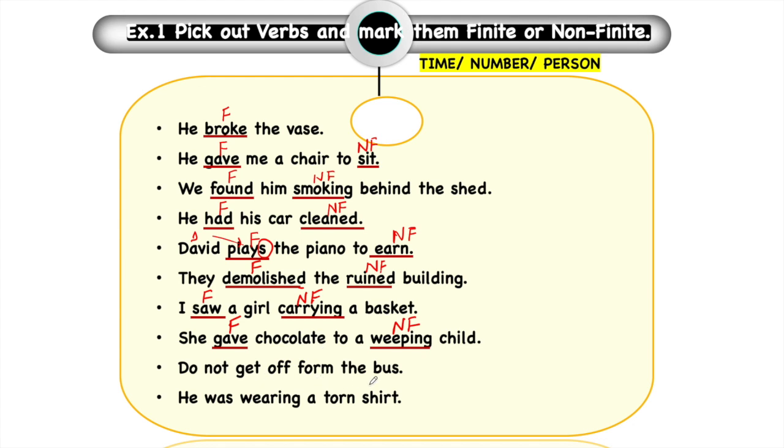Do not get off the bus. This is an imperative sentence, and we have understood that imperative sentences are forms of intransitive verbs. They are the main verbs, so they are finite verbs only. He was wearing a torn shirt. Was, wearing and torn, three verbs are there. Tear, torn, torn. This is the third form of the verb. And we have understood that the third form of the verb, which is the past participle form, is also non-finite.